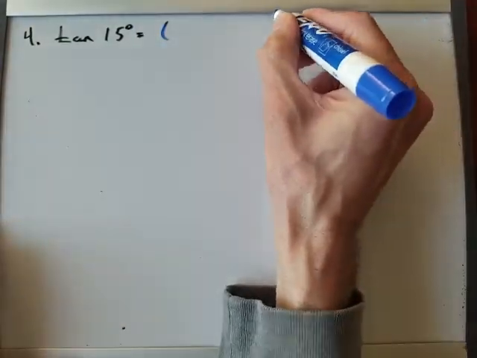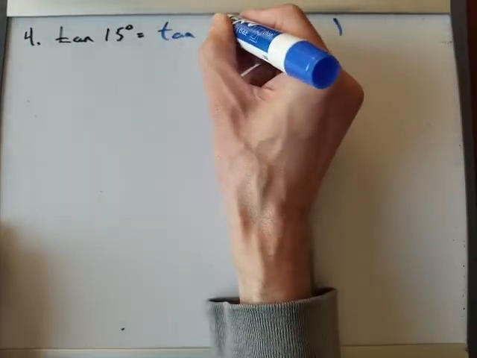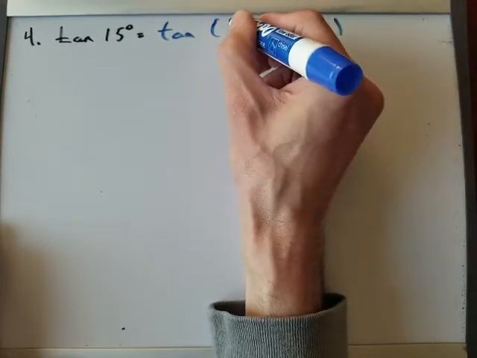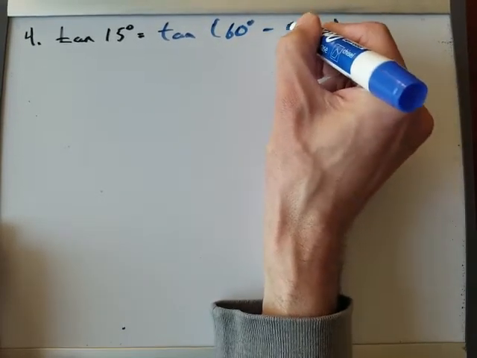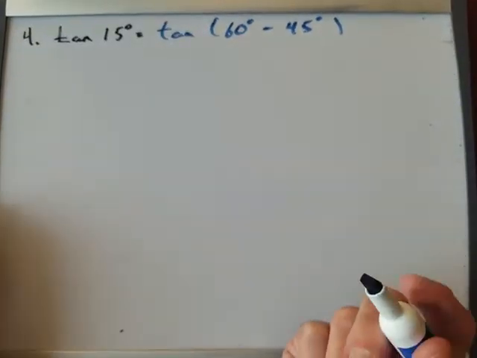Tangent of 15. What we are going to do is take it and break it up into two things, added or subtracted, that are good. You could go 45 minus 30. We could go 60 minus 45. That's the one that I'm going to do. They will both ultimately give you the same answer.